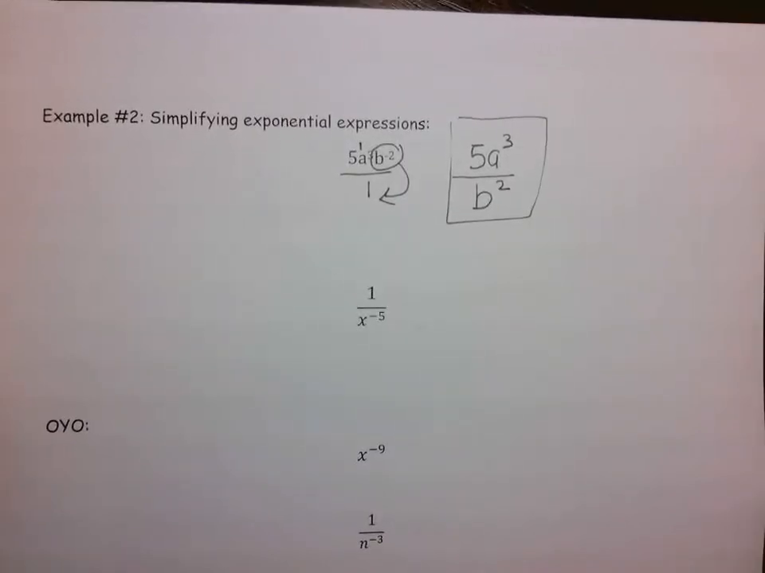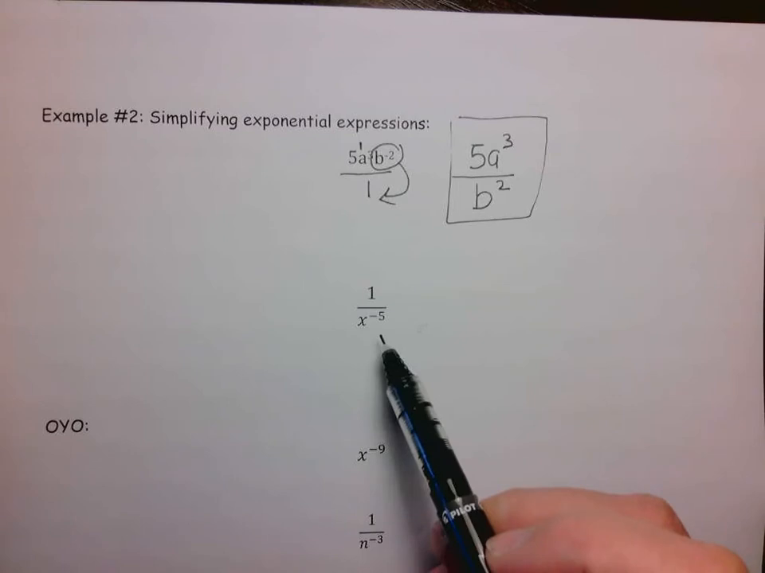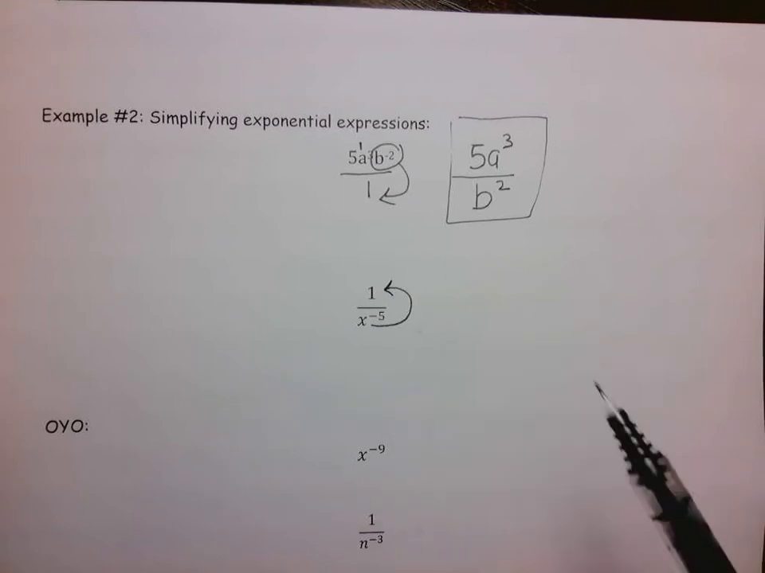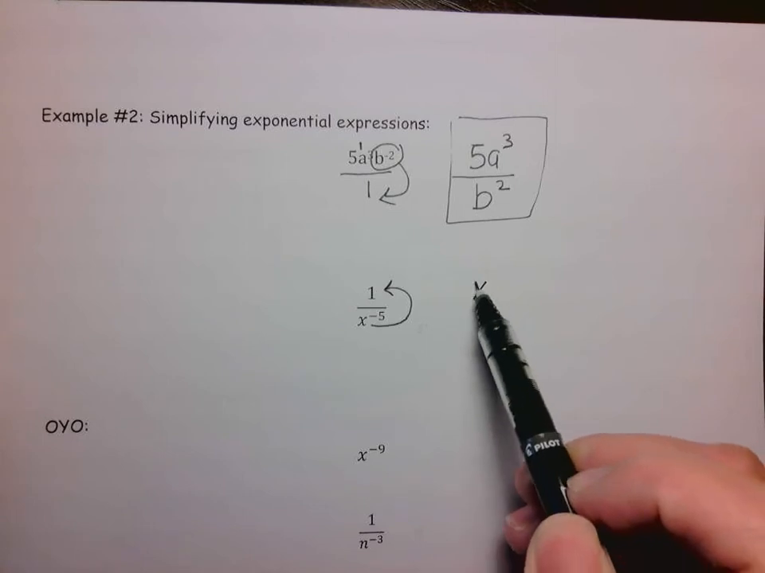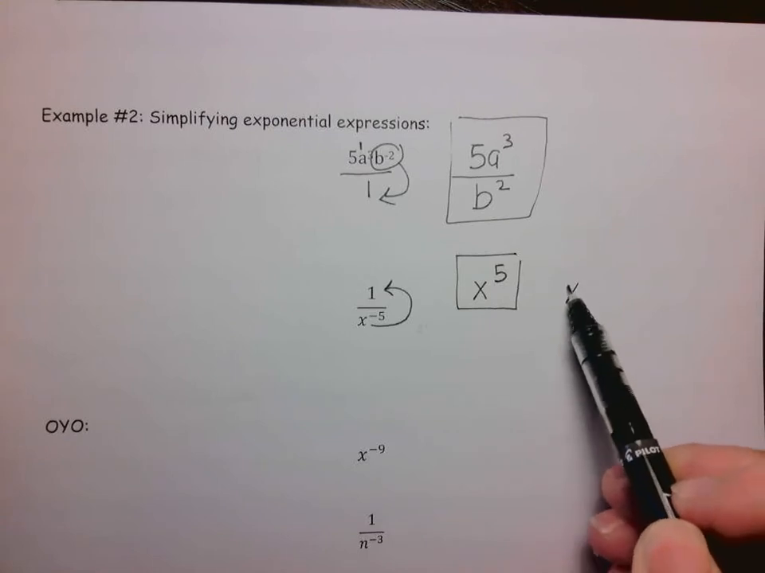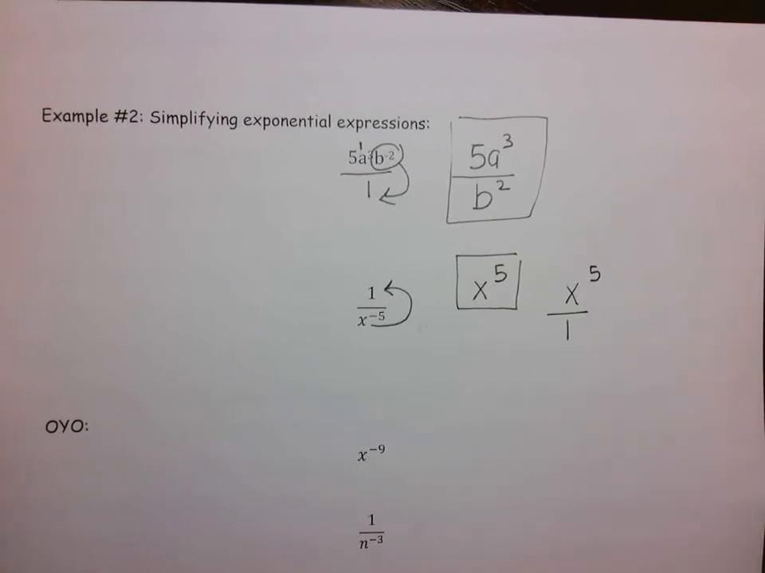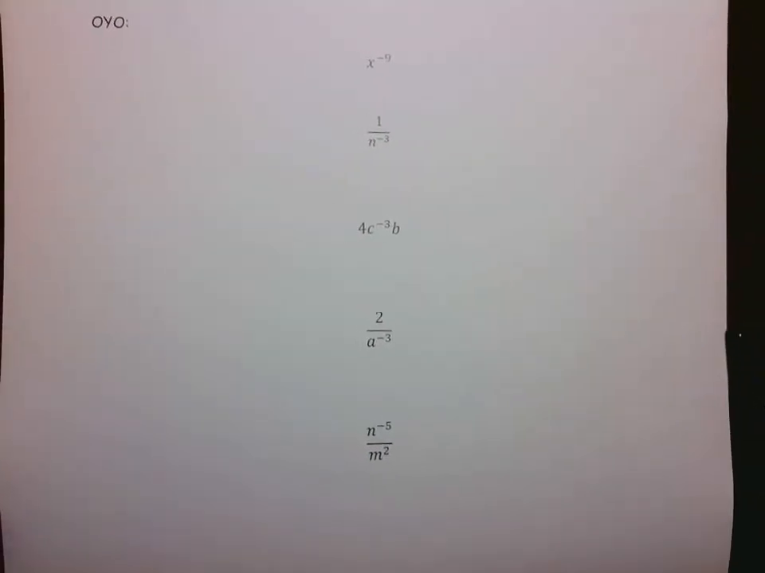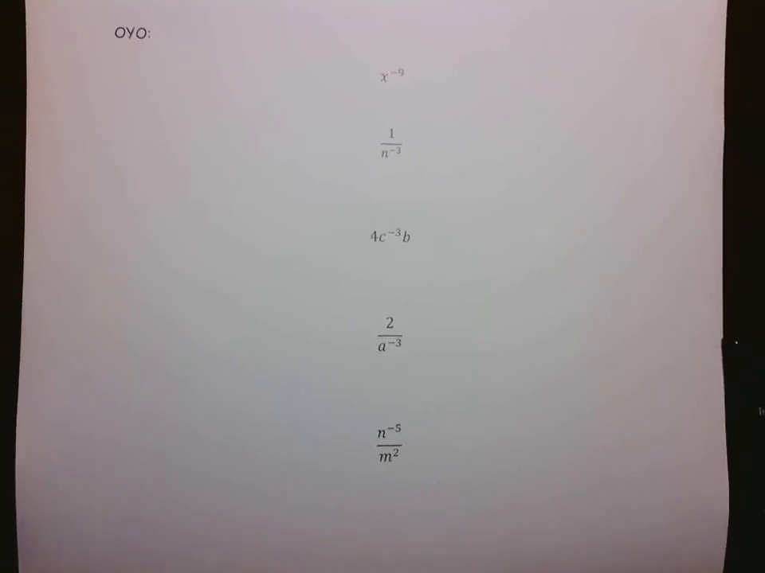So let's look at the next one. I have 1 over x to the negative 5th power. Again, this x has a negative exponent, so that means he's on the wrong side of the fraction line, so we need to move him up into the numerator, and we will give him a positive exponent, because that's the same thing as saying x to the 5th over 1. So go ahead and pause the video and practice these on your own.